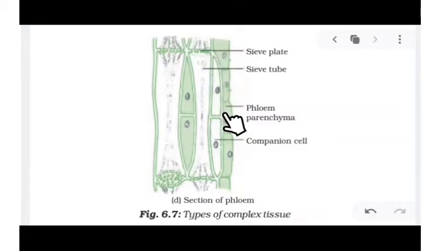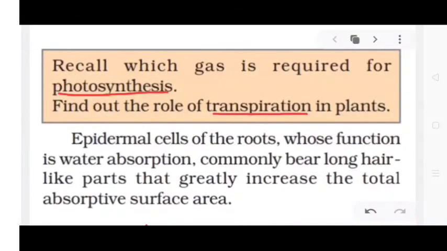So these are all the types of complex tissues. Now students, we will see the detailed structures of the epidermal cells. But before we go to this, just recall which gas is required for photosynthesis. As we have already explained in the description of the epidermal cells, which gas? That is the CO2 gas. CO2 gas is required.